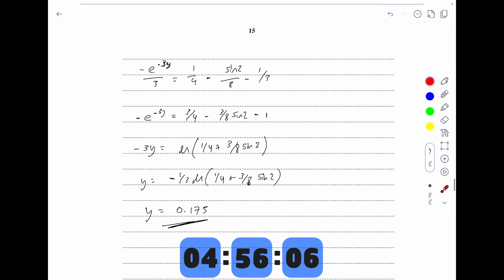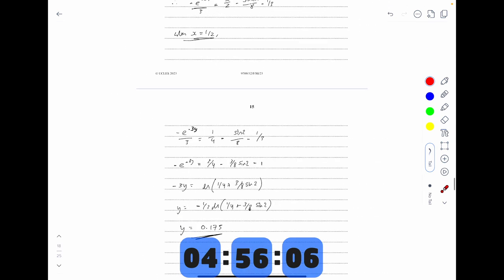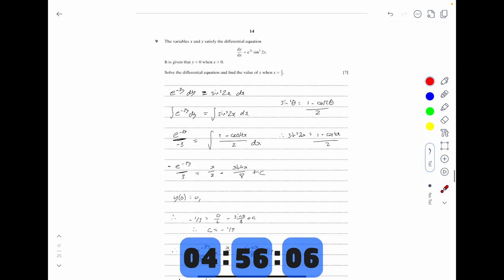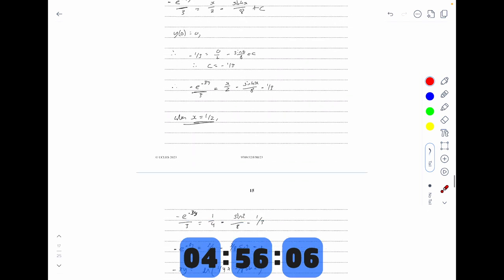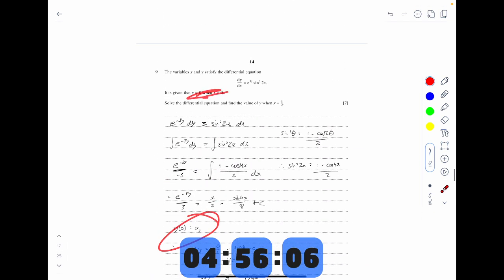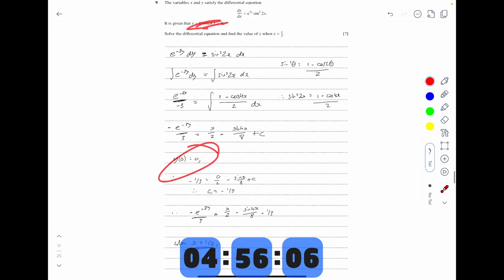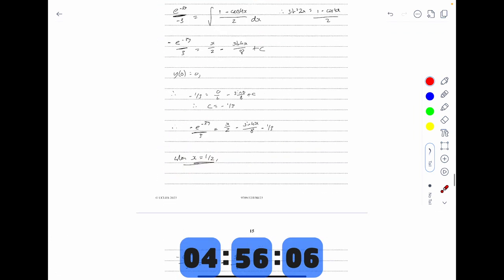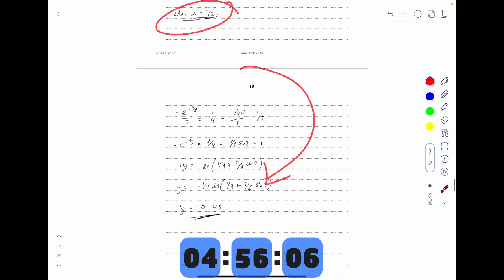So just in terms of how this looks, okay, again, very simple. Separate the variables, do that. Next, plug in our base case over here. Next, we're going to find y when x equals a half. And that's done. And that's it.